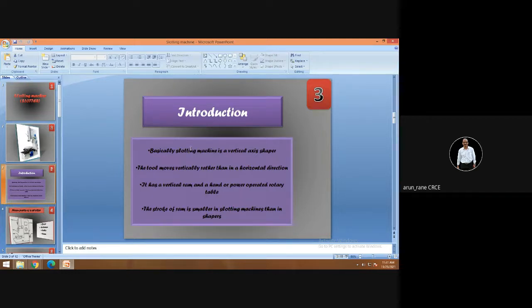So you can call the slotting machine a vertical axis shaper machine. Like suppose a shaper machine, if you make it vertical, that is nothing but the slotting machine. Everything is the same.